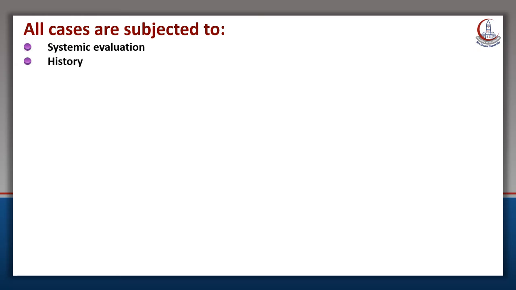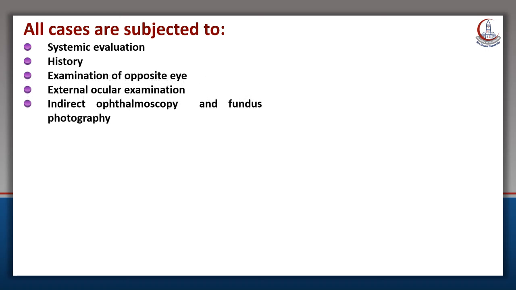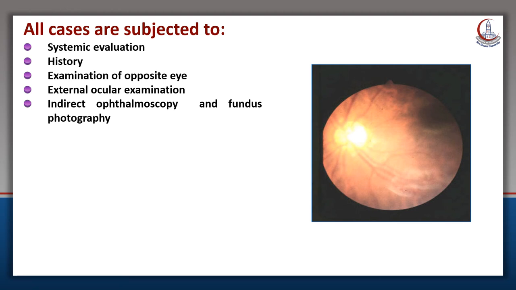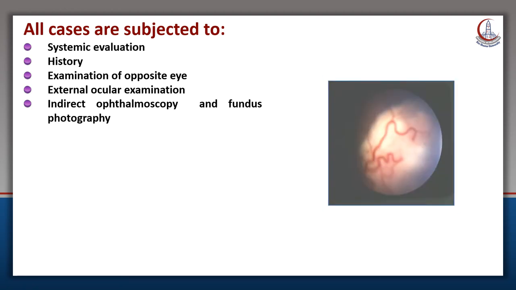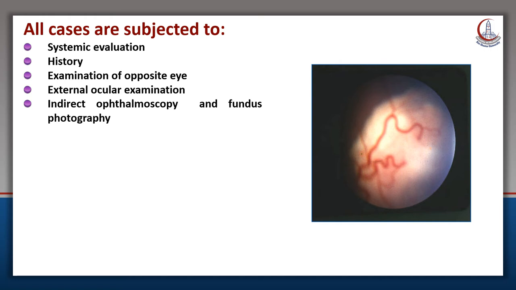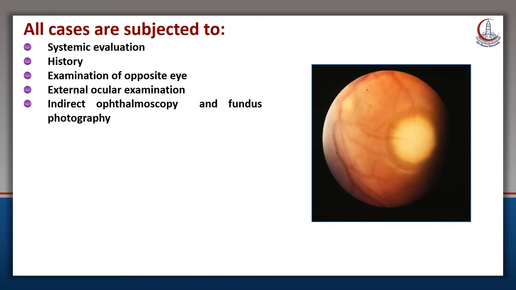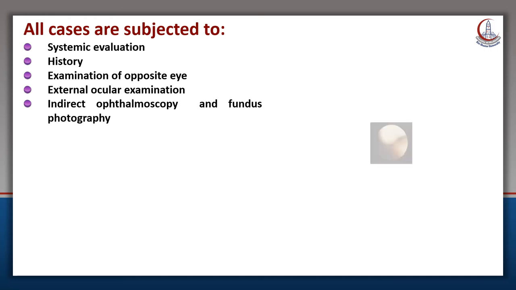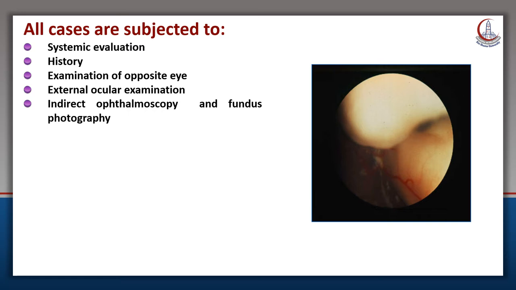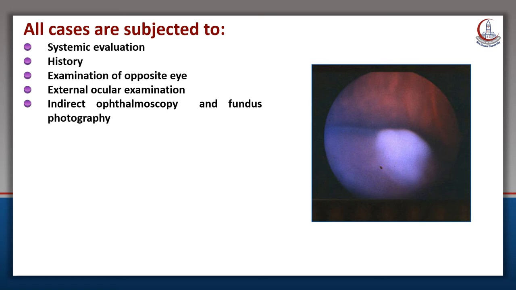So in retinoblastoma, all cases are subject to systemic evaluation, history, examination of the opposite eye, external ocular examination, indirect ophthalmoscopy and fundus photography. So in indirect ophthalmoscopy, we look at the central retina, we look at the mid-peripheral retina, we note if the vessels are on the surface of the tumor or dipping into the tumor, is it exophytic, endophytic, diffuse, infiltrating, we look at the fovea and the macula, we look nasal to the disc, temporal to the disc, and we do some indentation at the ora serrata at the periphery.